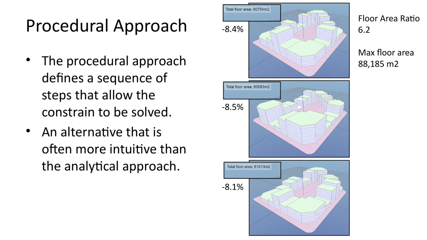Often, with such constraints, designers will explore alternative massing options that achieve the floor area in different ways. In this video, we have an urban block with plots around the perimeter and with an open center. We assume that the maximum floor area of the block as a whole is fixed. We then use the procedural approach to generate building massing options on the plots.